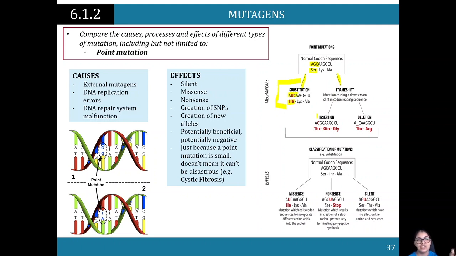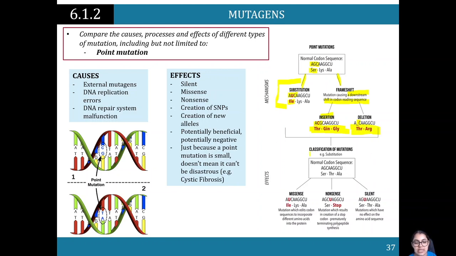A frame shift mutation can either be an insertion or a deletion. Frame shift means that it just shifts one over, so it's causing a downstream shift in reading the sequences. So how does that happen? In terms of insertion, we have the ACG, and here we have inserted a C just before the G, and that has, instead of changing just one amino acid, changed the whole sequence here. The same thing happens if a deletion happens. We've deleted the G here, and that has also changed the whole sequence there.